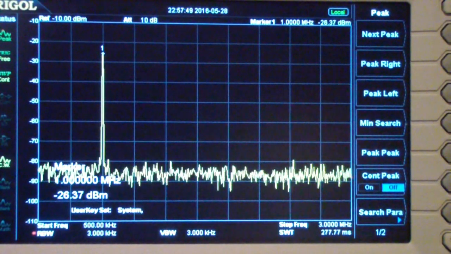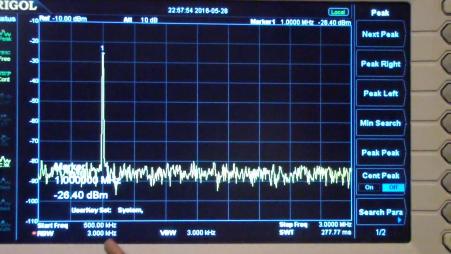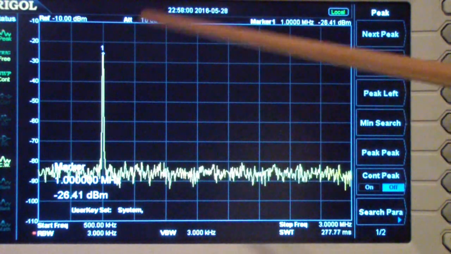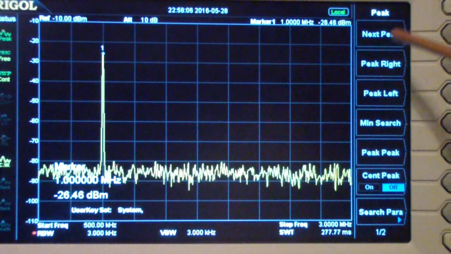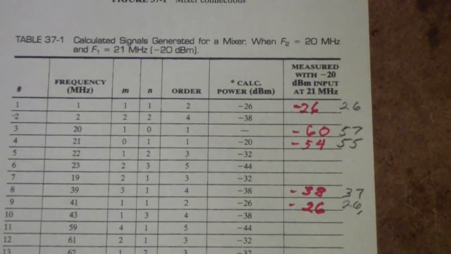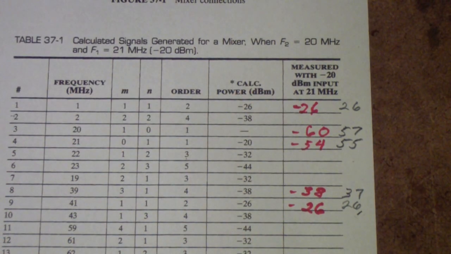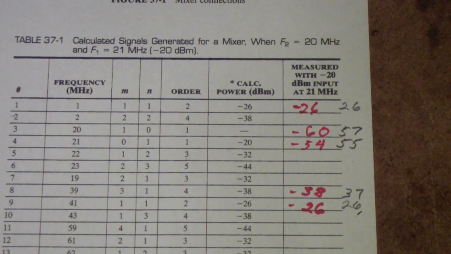And now we have changed the spectrum analyzer to have a start frequency of 500 kilohertz and a resolution bandwidth of 3 kilohertz, a stop frequency of 3 megahertz. And this is the 1 megahertz difference signal, or intermediate frequency. And as you may be able to read here, it's at minus 26. We can make some observations about this. What this tells us is that this mixer is actually better than the one that was used originally by the person who prepared this particular lab exercise.